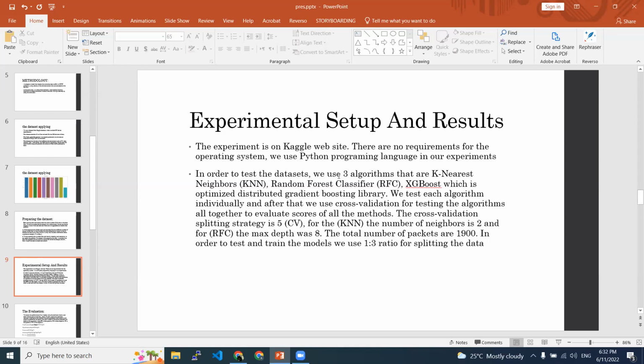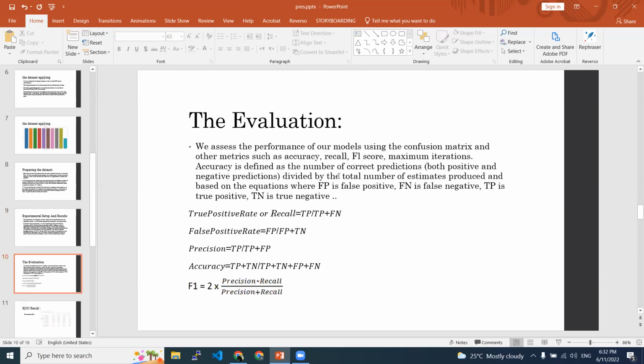The total number of the packets is 1,900. In order to test and train the model, we used a 1-to-3 ratio for splitting the data. For the evaluation, we assess the performance of our model using the confusion matrix and other metrics such as accuracy, recall, F1 score, maximum iterations.